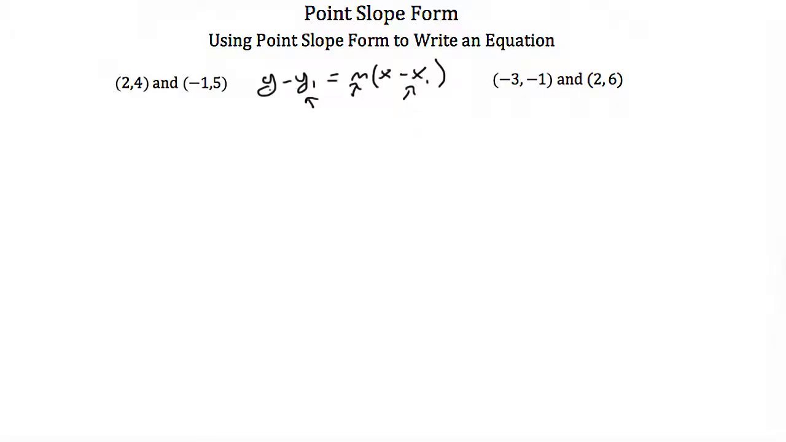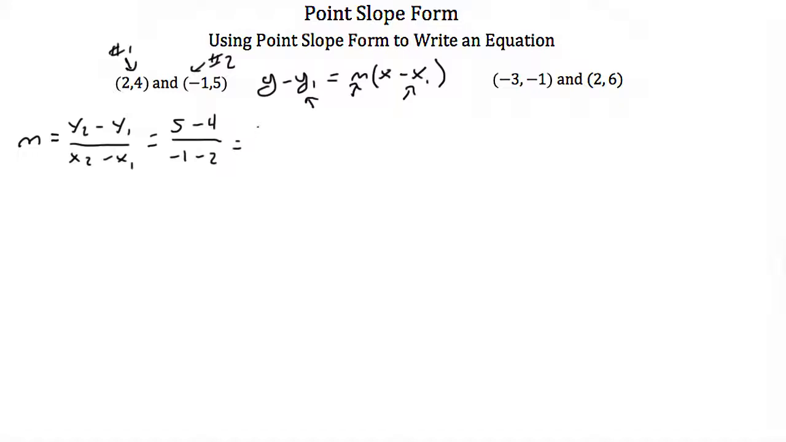So the first step to using this equation is to use our slope equation and solve for our slope. So to do that, our slope is equal to y2 minus y1 over x2 minus x1. And I'm going to call this our first point and this one our second. So to plug in, we're going to get 5 minus 4 over negative 1 minus 2. So this is going to be 1 over negative 3, or negative 1/3.